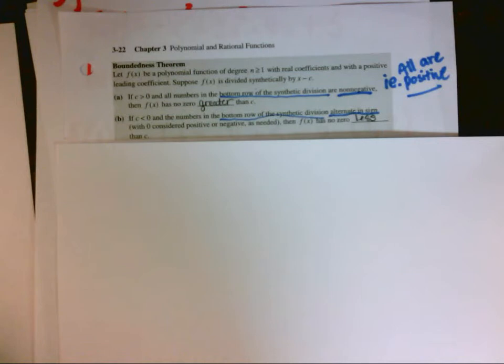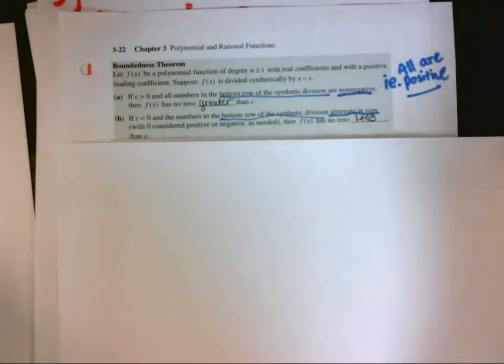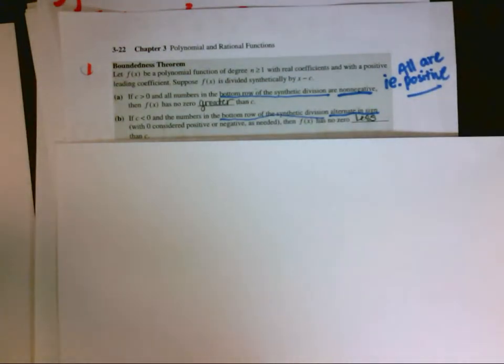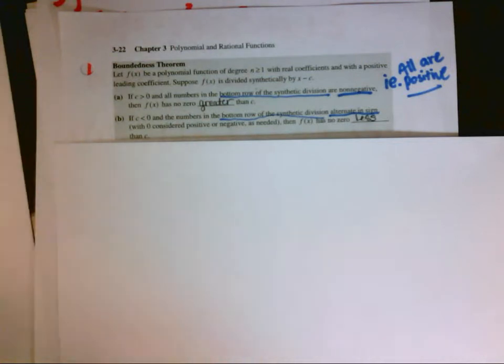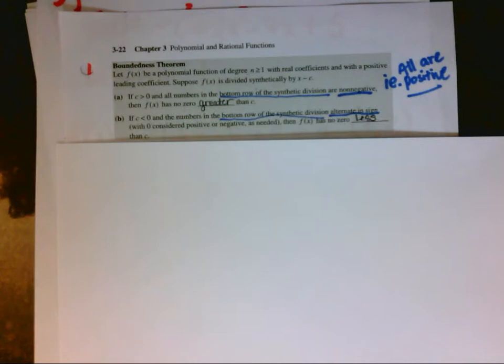If the c is greater than 0 and all numbers in the bottom row of the synthetic division are non-negative, they're positive in other words, all of them, then f of x has no 0 greater than c. Okay, so for whatever you tested, if you look at that bottom row of the synthetic division and everything's positive, then all the zeros will be numbers less than that. There's nothing greater than that that would be a 0.